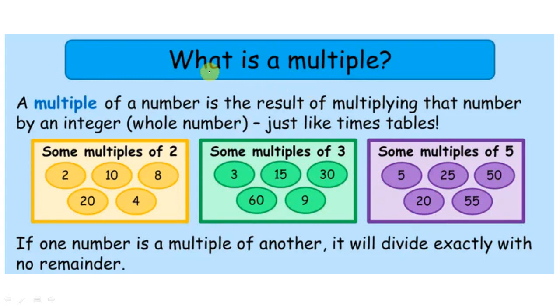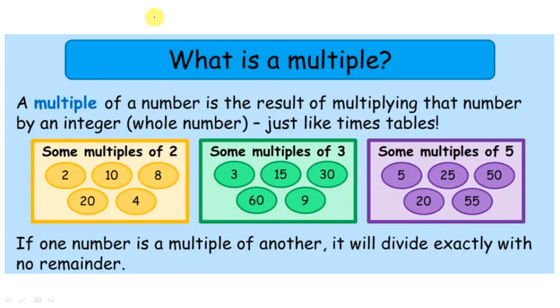Now let's see what is a multiple. A multiple of a number is the result of multiplying that number by an integer, just like timetables. So, just like the timetable. For example, multiples of 2 are 2, 10, 8, 24.